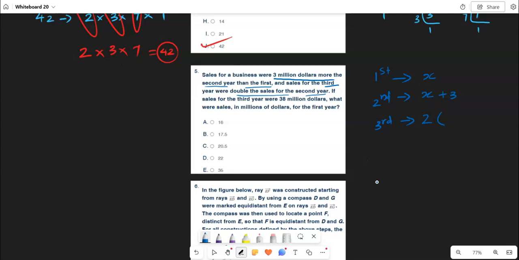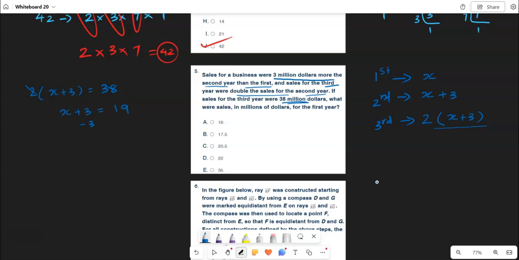Double means 2 times. So 2 times the second year is 2 times X plus 3. And it says that if the sales of the third year were 38 million, that means you can equate this expression to 38 million. So 2 times X plus 3 equals 38. Then isolate the variable X; that will be your solution. Divide both sides by 2, so X plus 3 is equal to 19.